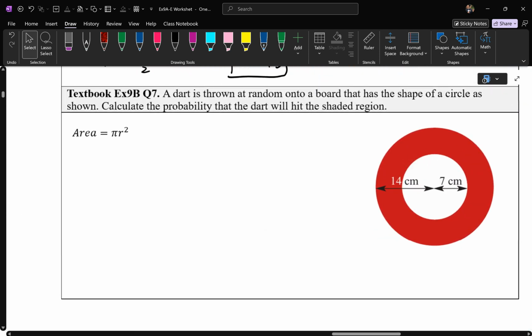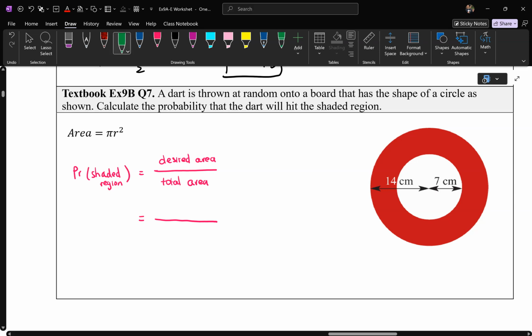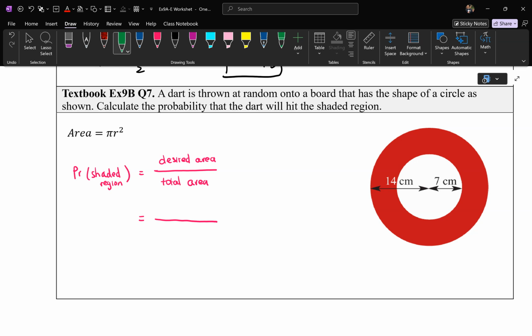I'm going to pause the video and let's see if you can have a go with this one. To work out the probability, you literally just work out, well, this is the region I want out of the entire region. Just like probability in general, you've got to find the total, and then what's your desired area. So in this case, to find the desired area, you're taking the big circle and you minus the small circle, and you'll get the leftover desired area.